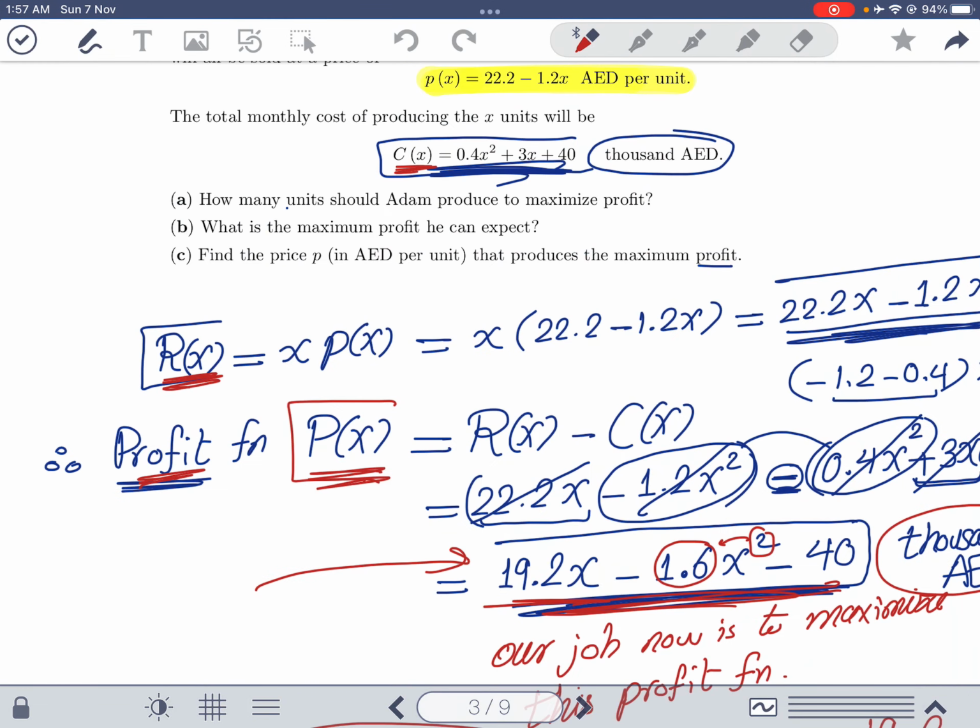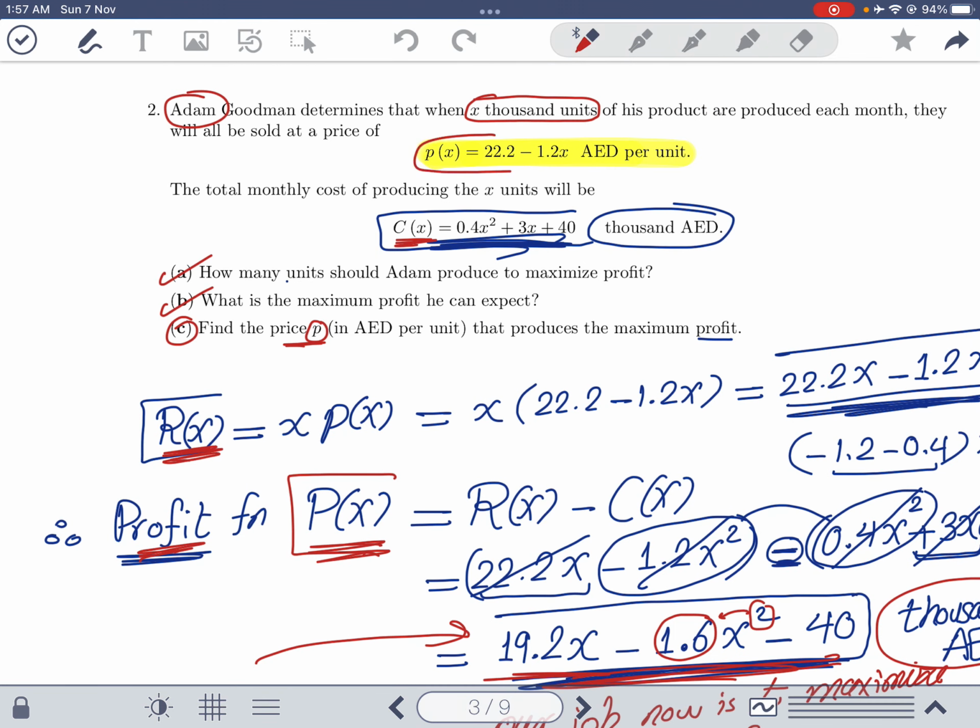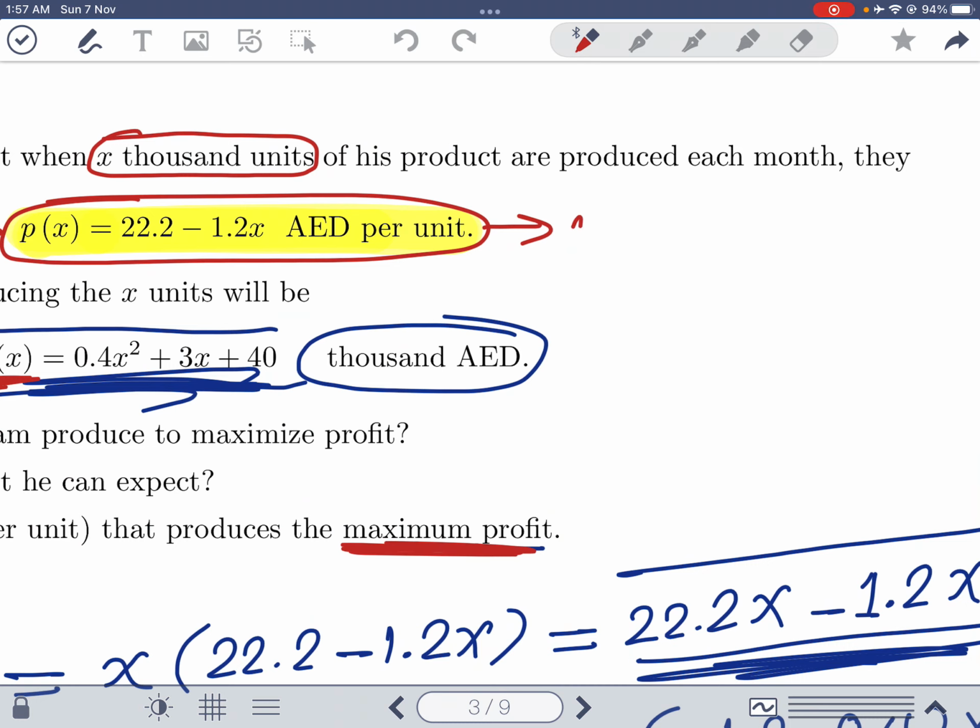Okay, good. So now we solved A and B, and now C. What would be the price p, this is little p, the price demand, when we have maximum profit? All you have to do for part C is go to the price demand and substitute 6, because at 6 we have the maximum profit. They're asking you now, what is the price at this x? How much should we sell each unit in order to get the maximum profit?